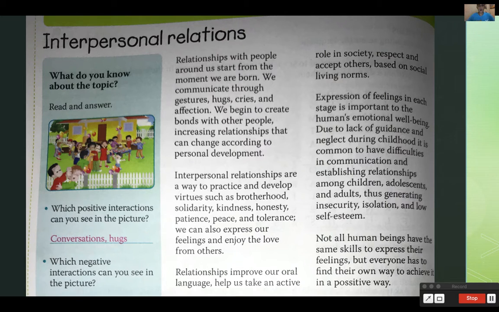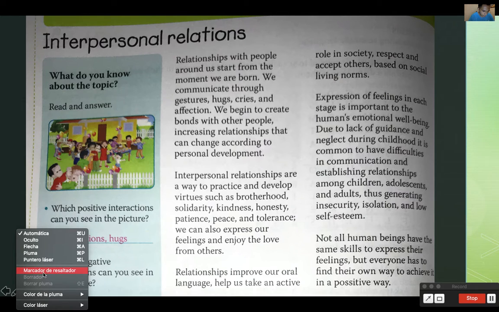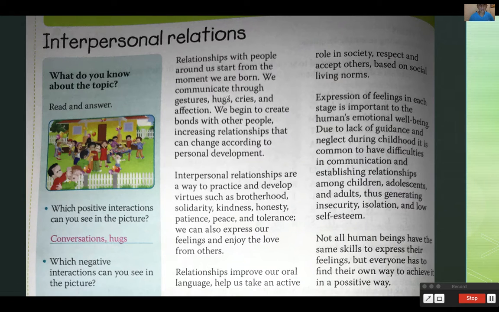So, those are all these ones. I will underline. All these ones are interpersonal relations, okay? When you begin to communicate through gestures that are happy or sad or something like that, you begin to give hugs, to cry, and to give affection to other people. So we begin to create bonds with other people.